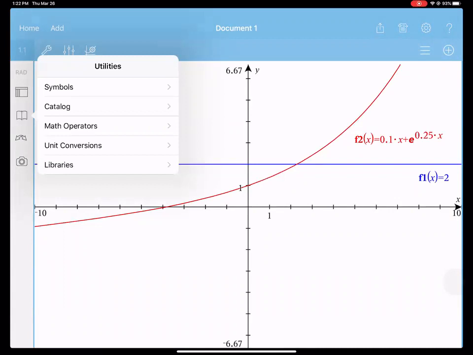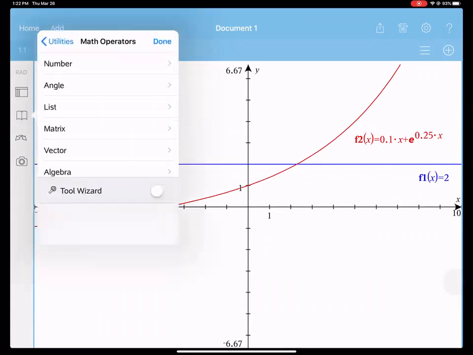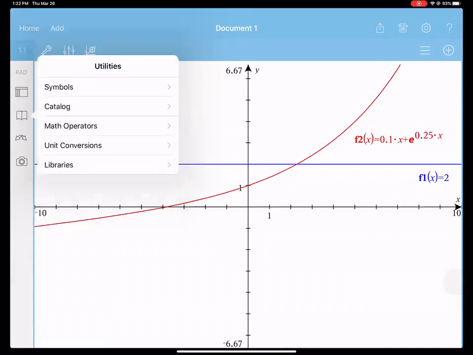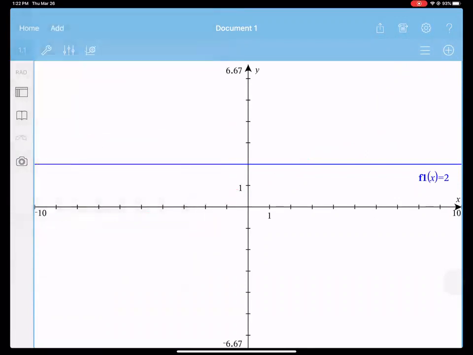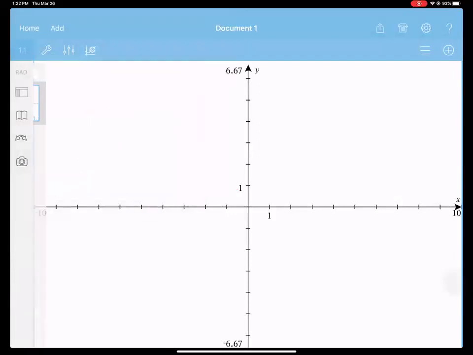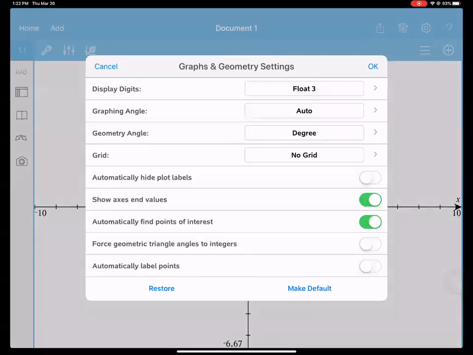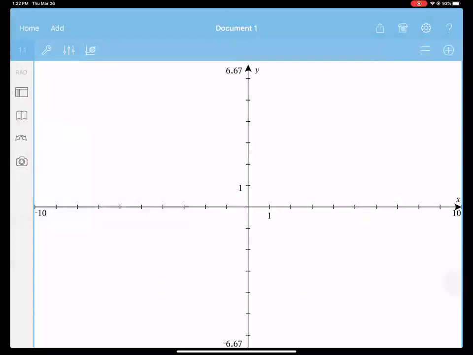Symbols, catalog, math operations. Nope. Okay, I don't know how to use this Inspire, but it was a way for us to graph. Okay.